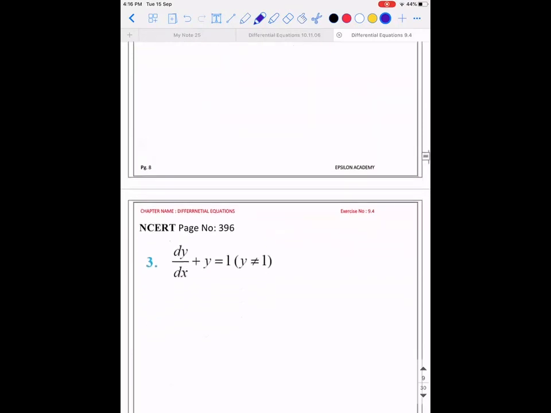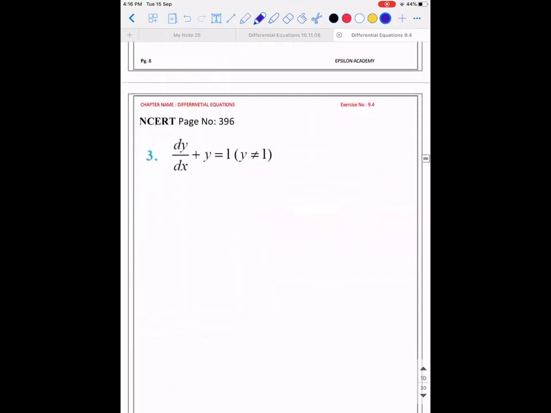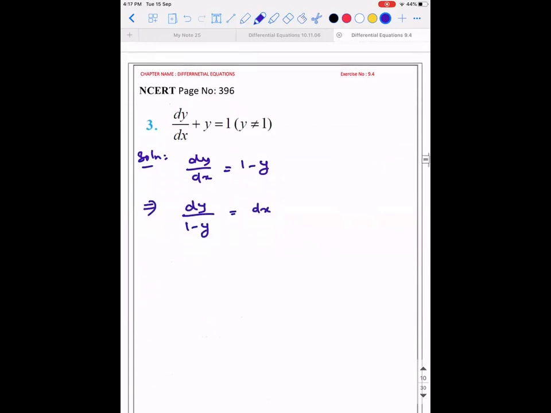So let's go to the third question. The third one is dy by dx plus y is equal to 1. So here, what should we do? Solution: dy by dx is equal to 1 minus y. Now it is easy for us to separate the variables. So dy divided by 1 minus y is equal to dx.